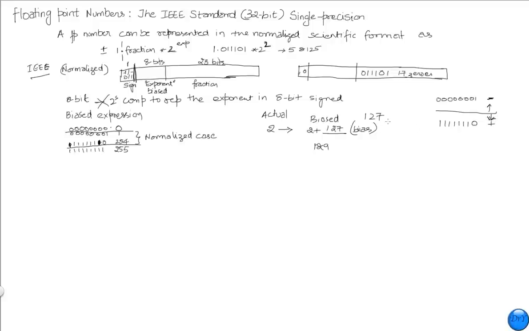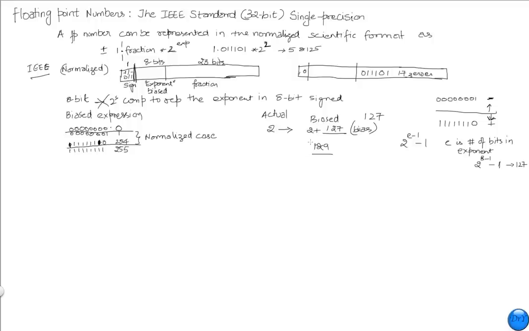In general, the bias is given by the expression 2 to the e minus 1, minus 1, where e is the number of bits in the exponent. So that is where we got our number: 2 to the e, which is 8, minus 1, which is 128, minus 1, which is 127. That's where we got it from. So let's plug that in, and we now say that this is 129 that I have to write here.